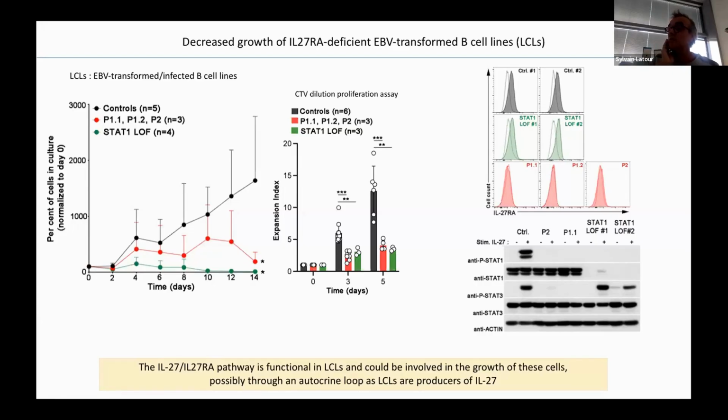So we also tested EBV-transformed B cell lines derived from patients with a STAT1 deficiency, and as can be expected, this cell line also behaves as an IL-27 receptor deficient B cell line. They fail to grow, they fail to expand. So therefore, this result suggested that the IL-27 receptor pathway is functional in EBV-transformed B cells and is involved in the growth of the cell line, possibly through an autocrine loop as LCL produce IL-27, as I showed you before.